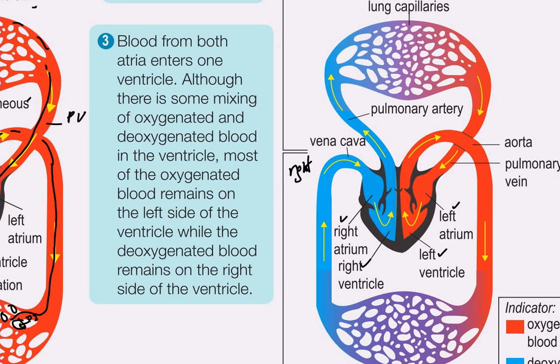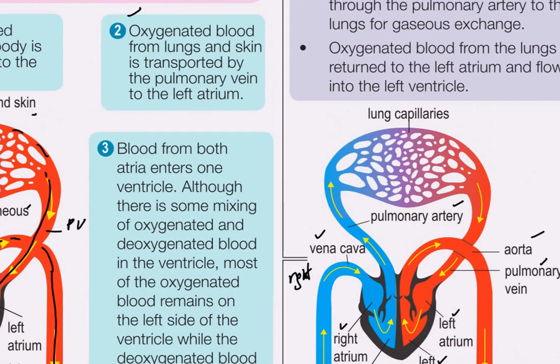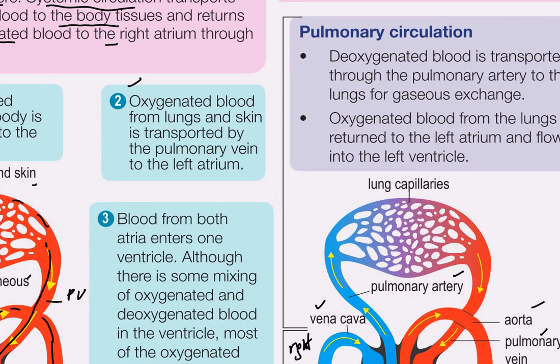Okay, and then for the structure, you can see we have the blood vessels here: the vena cava, pulmonary artery, aorta, pulmonary veins. So each blood vessel will carry different types of blood. For example, vena cava and pulmonary artery will carry deoxygenated blood. The aorta and pulmonary vein will carry oxygenated blood.